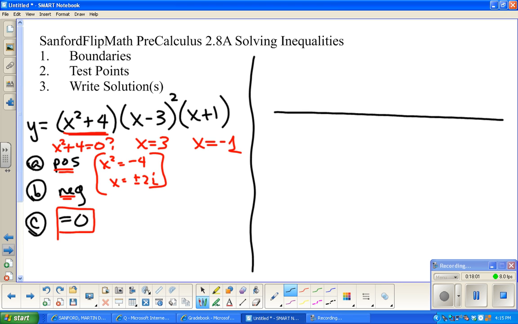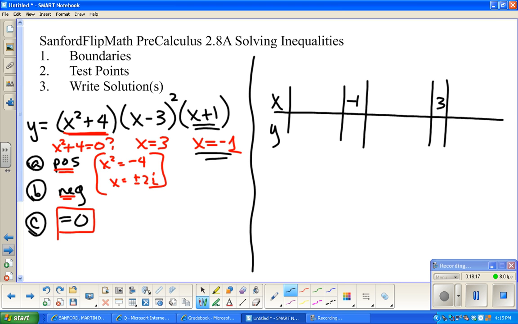Really, we just have two boundaries. So we're doing x and y. The boundaries are -1. Now, don't think that every single time in the universe it's always going to be two boundaries. That's not the case. -1 does make this whole thing equal to 0, because it would be 0 times who cares, and that would just be 0. 3 also makes this whole thing 0. So we're going to test values to the left of -1, between -1 and 3, and to the right of 3.